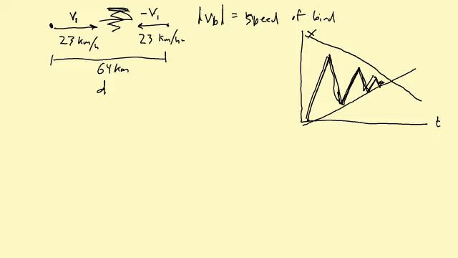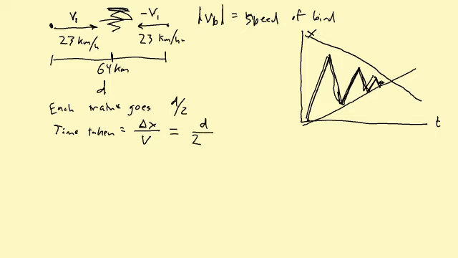So let's look at these trains and how much distance each one covers before they collide. Well, the distance each train travels is just half of the distance between them. Each train goes d over 2. And how long does it take to travel that? Well, the time taken is going to be the displacement the train goes through divided by its velocity. So that's just d over 2 v1. That's the time each train takes.